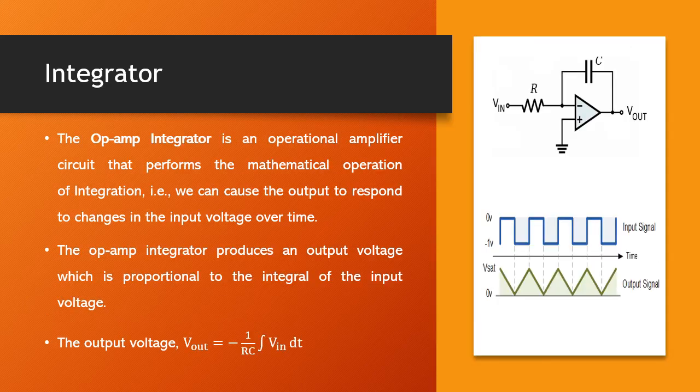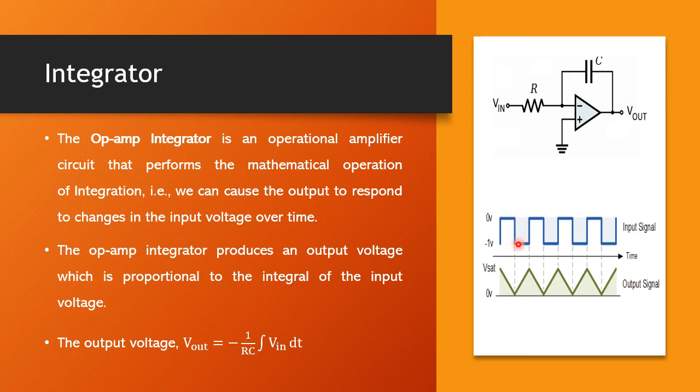The last one is the integrator circuit. Here also the output is the integrated input. Here the capacitor is used as a feedback element. The input terminal is connected to the inverting input terminal in series with resistor R. This also performs a mathematical operation. Here the output value changes with the input value over time.